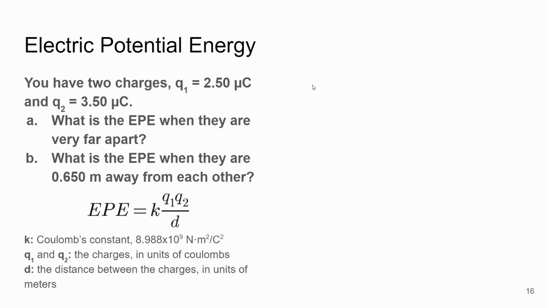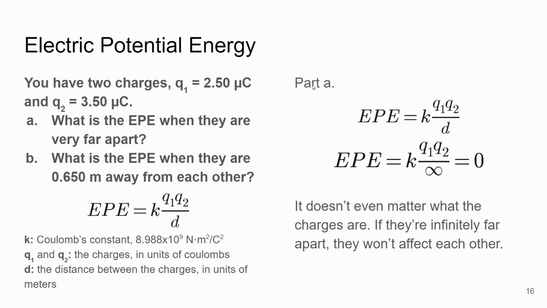So how would you do these problems? Let's say we have two charges, positive 2.5 microcoulombs and positive 3.5 microcoulombs. We're going to try to figure out the EPE of these things. So what is their EPE when they are very far apart? Well, you don't even need a calculator for this one. If they're very far apart, that's just shorthand for they're infinitely far apart. You're dividing by infinity, you're going to get 0. So when they're infinitely far apart, there's no EPE between them.